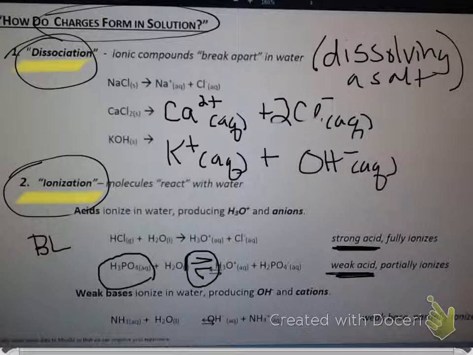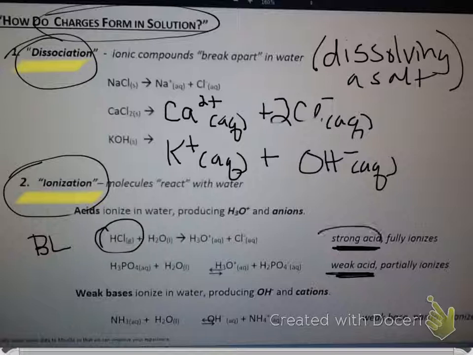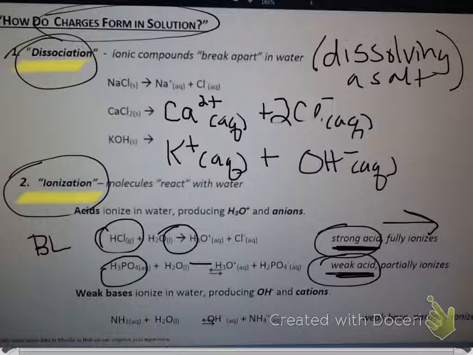So, something to think about here. When you have strong acids, you will always fully ionize. You'll use the full ionization arrow. It will completely react. But when you have weak acids, it's not on the strong acid list, it will only partially ionize or partially react, so you're going to use your equilibrium arrows. Same thing is true with weak bases.